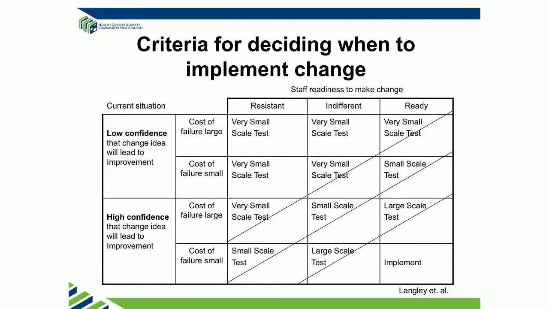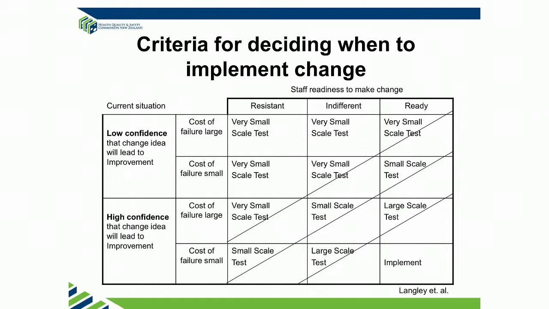So how do we know when a change idea is ready for implementation? How do we know we are ready for a new status quo? We can use this matrix, which we shared yesterday as well. There are three critical components here. One is staff readiness. If you're going to implement this, where are you on the scale of staff readiness? That's the first element.